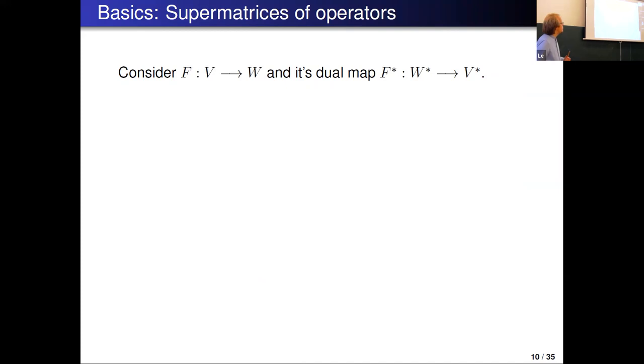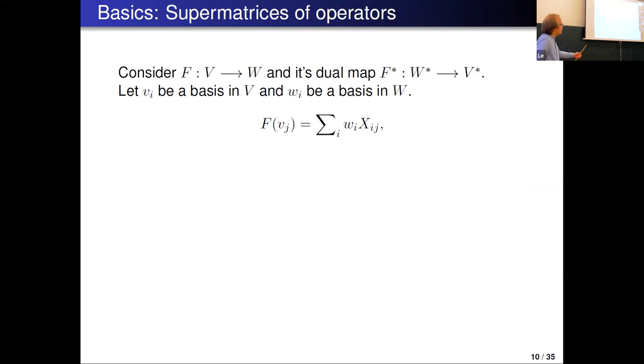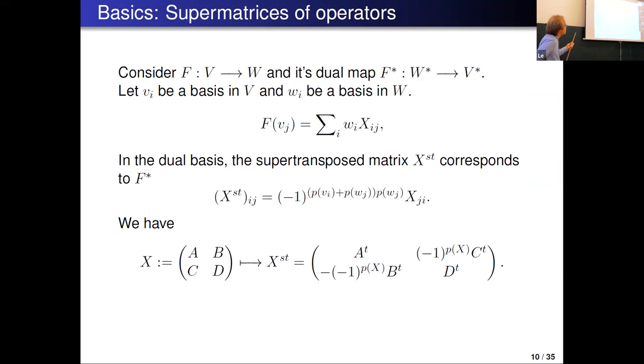Some basic operations with supermatrices. If you have some linear map, we can consider its dual. In terms of the basis, we can write it here. And then, if you consider the dual map, the corresponding matrix will be obtained by a super transposition. And the super transposition of the matrix is given by this. So note that in addition to transposition, we will have some additional signs.